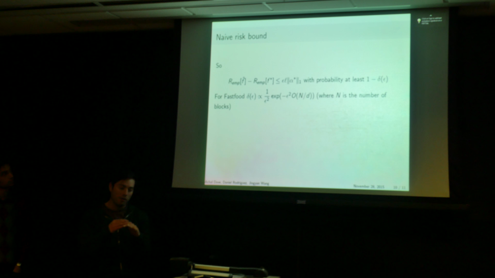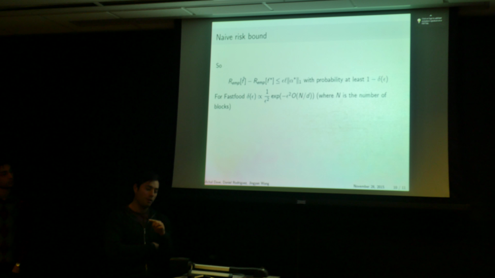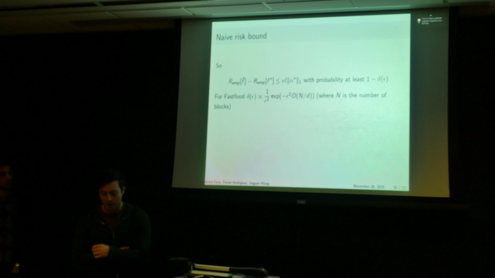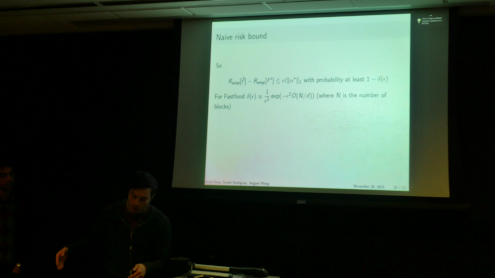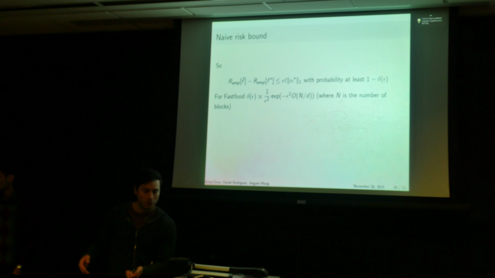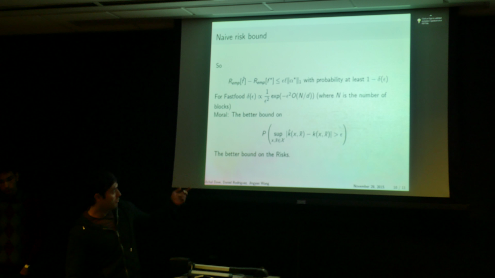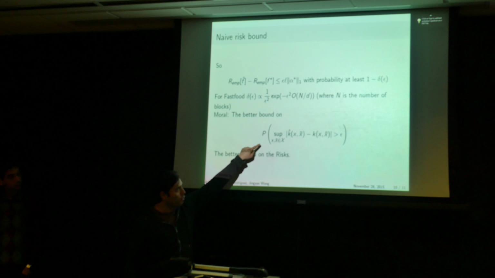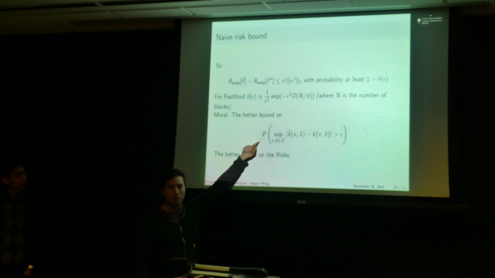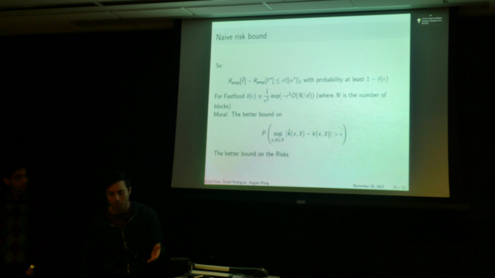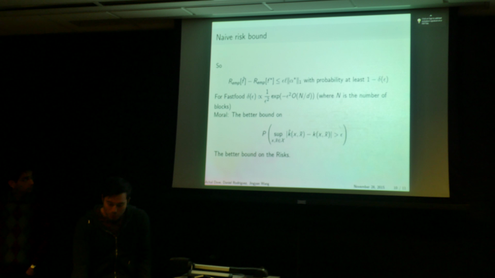So if you have n blocks of fast food, then delta epsilon is going to decrease exponentially in n. The problem with n is that if d, the dimension of the vector, is really big, then you might not have a lot of blocks. So you still want to make delta better. What we just saw is that if you manage to get a better bound for this p, then you automatically get a better bound for the difference on the risks. And then we tried a couple of things.